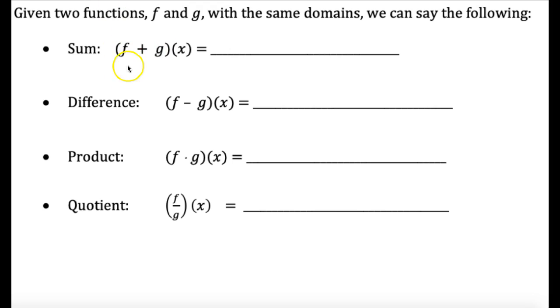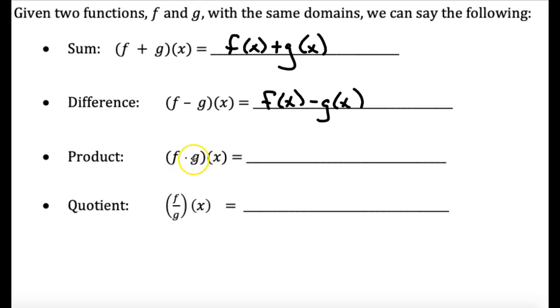If we want to add two functions together, this notation, f plus g of x, all that means is I'm going to take f of x and add it to g of x. Same thing with subtraction. This notation, f minus g of x, just means I'm going to take f of x and then subtract g of x. Same thing with multiplication. F times g of x just means I'm going to take f of x times g of x. And for division, if I've got f over g of x, that means f of x divided by g of x.